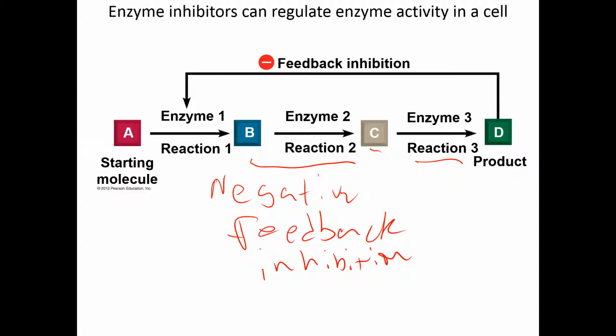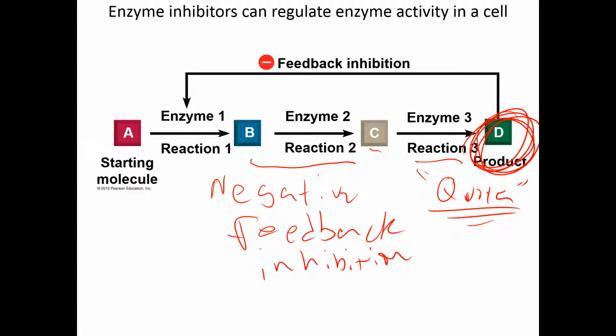Now think of this as an assembly line, and basically the ultimate goal is to produce this final product. Once a cell has met its, let's say, quota, no pun intended, once it's made what it needs to make at a certain level, it's pretty inefficient to make more of it than what you need.